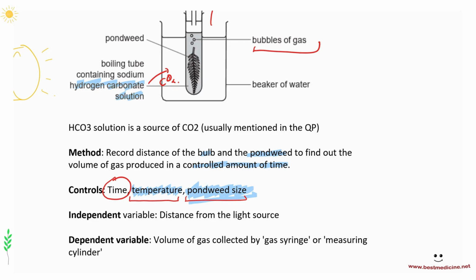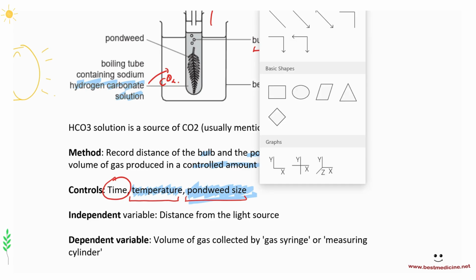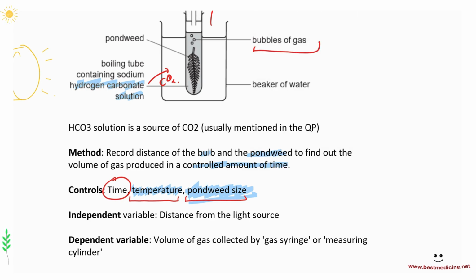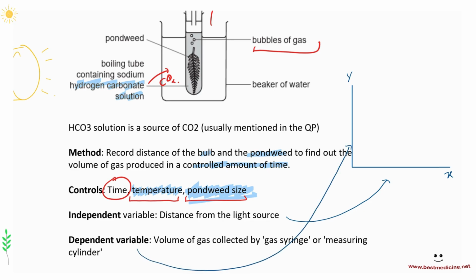What is the independent variable in this? The independent variable is the distance from the light source. And the dependent variable would be the volume of gas collected by the gas syringe or measuring cylinder. Do you remember how to make a graph? The x and y axis graph? Remember, on the x-axis, you always have the independent variable. And on the y-axis, you always have the dependent variable. Okay?